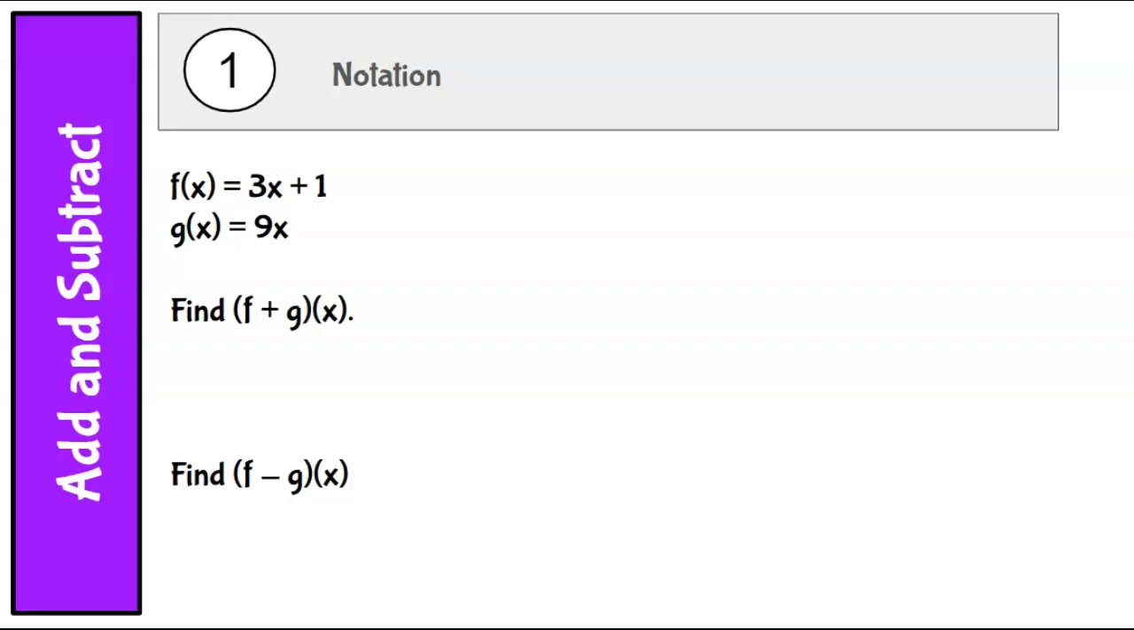We have two functions, one named f and one named g. Then it asks us to find f plus g of x and f minus g of x. It looks a little strange, and this is really the core of the problem: to realize that this notation, f plus g of x, means we're going to add these two functions together. It simply wants us to add the two functions together. Oh, f plus g of x means f of x plus g of x.